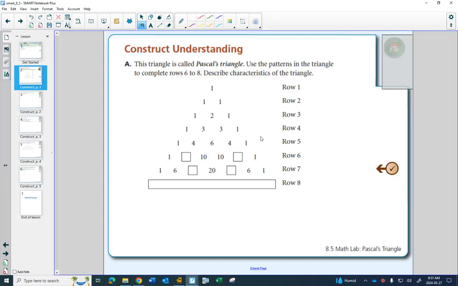There are a lot of cool patterns in Pascal's triangle. So, first of all, did you figure out these ones were 5s? And these were 15s? And 1, 7, 21, 35, 35, 21, 7, and 1 for row 8.